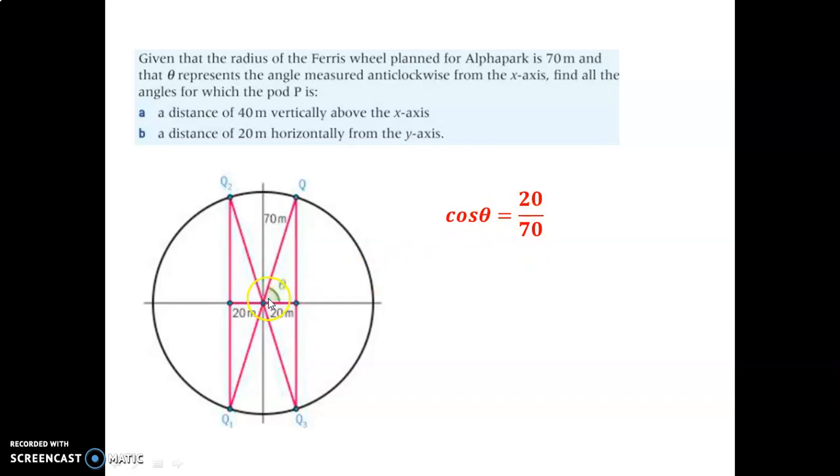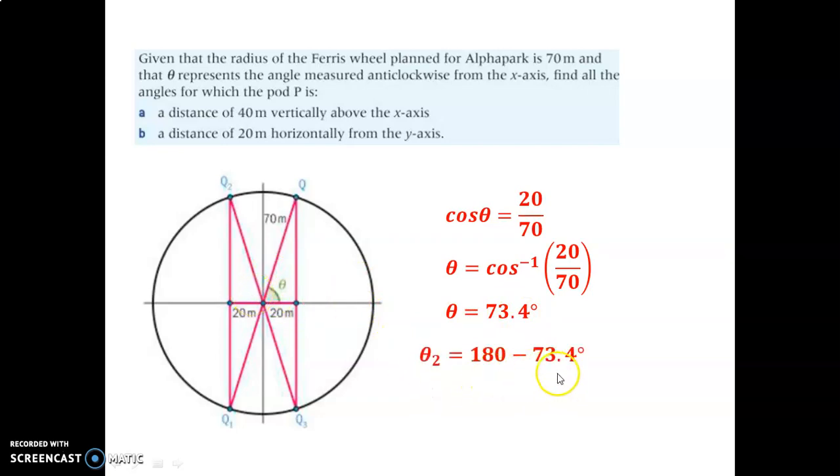We're going to set it up like we did before. Cosine is adjacent over hypotenuse. Solve that using inverse cos, and you get this angle here. So this first angle is 73.4. So can you get the next angle here? Like we did before, you do 180 minus that, you get that value right here. 180 minus 73 gives you the full angle to here.